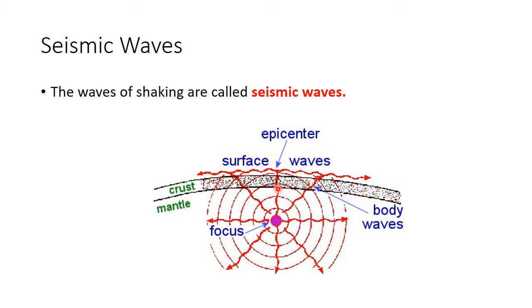Because of this rubbing, seismic waves are formed and they travel outwards. So maximum damage on the earth will be at the epicenter, and as the waves travel further, there will be less damage. The waves of shaking are called seismic waves. Some call them tremors, some call them earthquakes, but in geography terms they are called seismic waves.